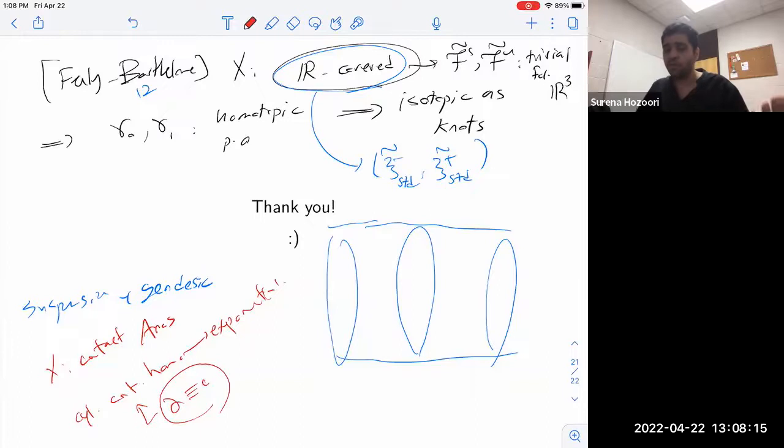But again, as far as I know, we don't know anything about the contact homology of these two other contact structures and what kind of information they tell us about the underlying flow. Sorry, I just wanted to complete that. Yeah.